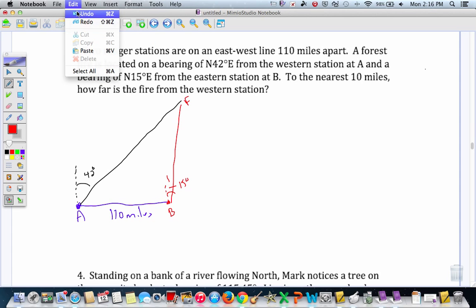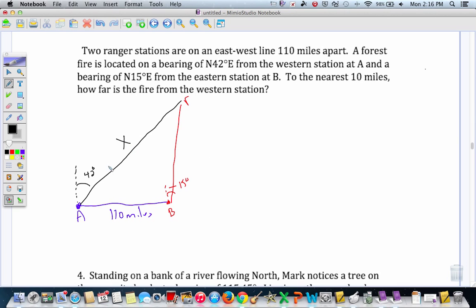Filling in a little bit more information here. To the nearest 10 miles, how far is the fire from the western station? So we're trying to find this value right here.